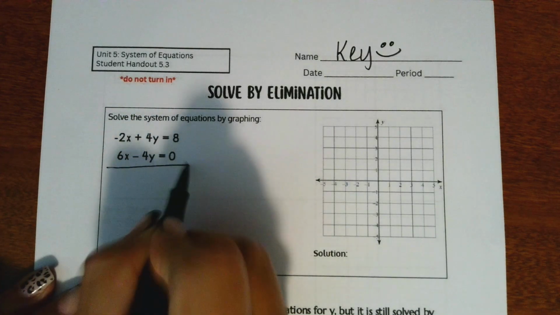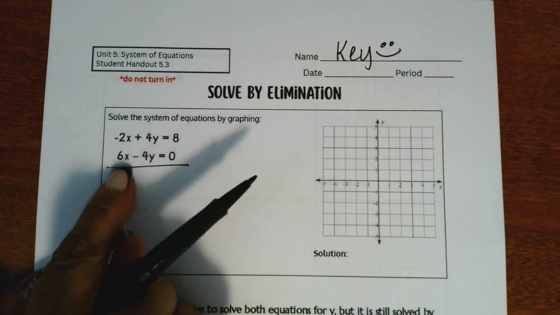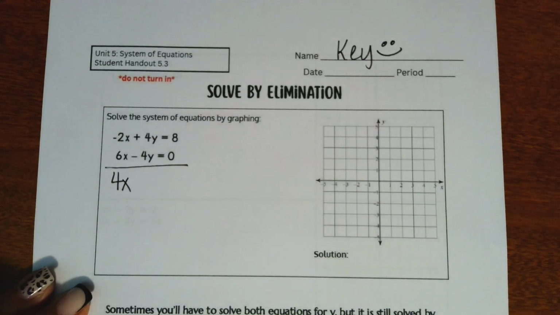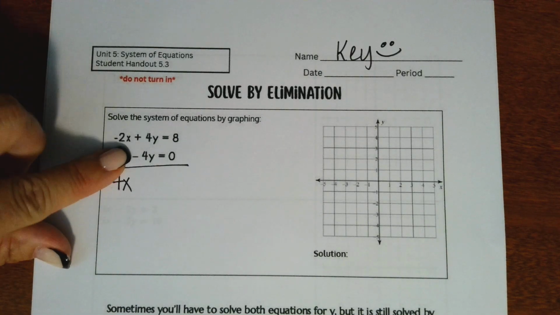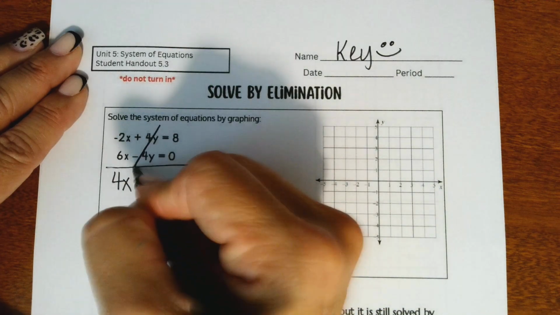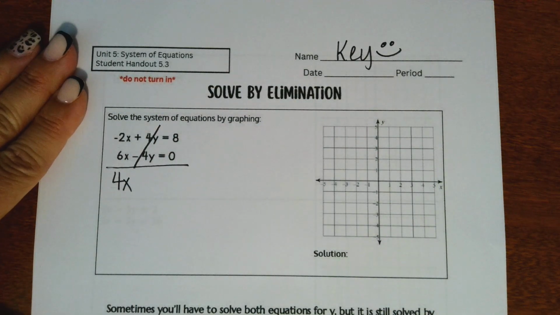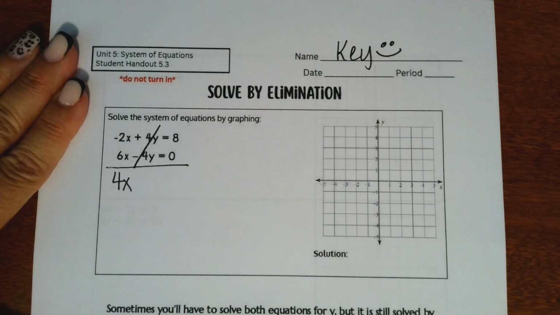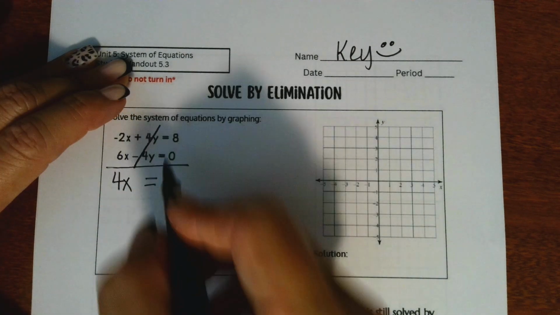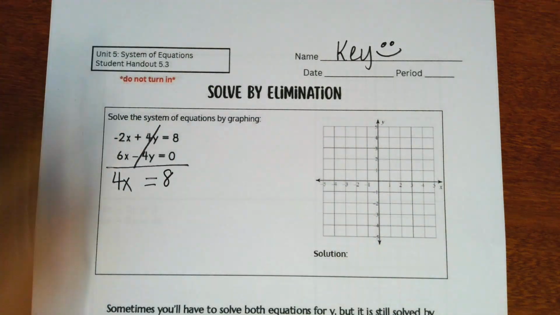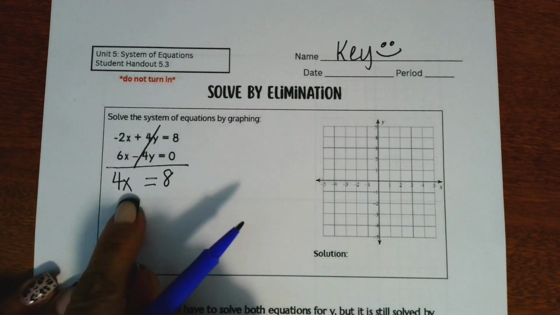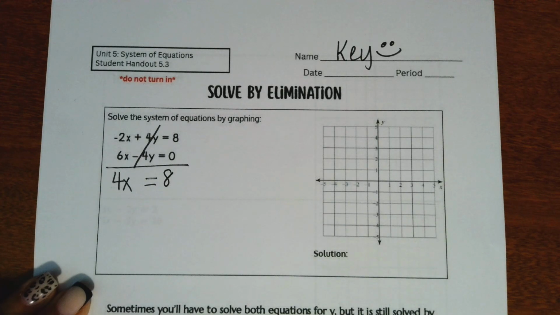So we are going to take our x's, negative 2x plus 6x is going to be a 4x. And 4y minus 4y is 0. So you will notice that right from the beginning, my y values have been eliminated. Bring down your equals and combine your constants. 8 plus 0 is 8. Now we have one equation, 4x equals 8, with one variable.